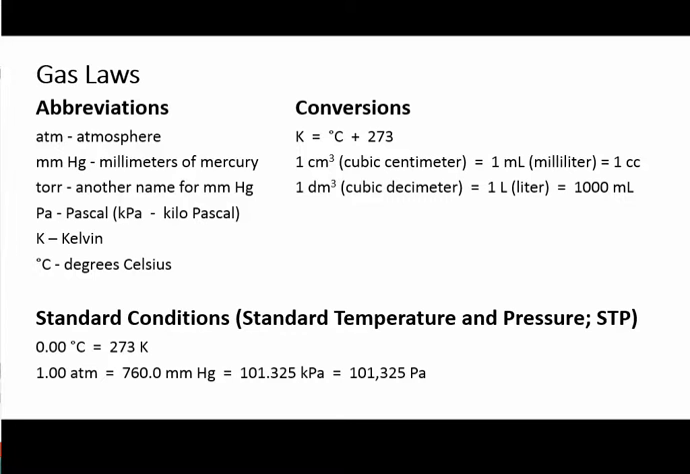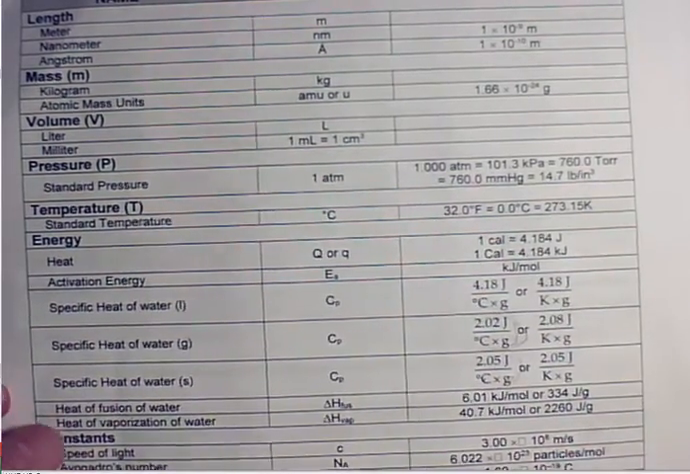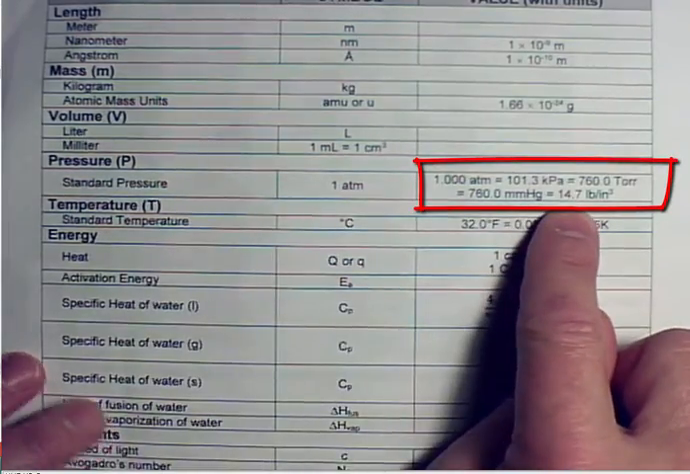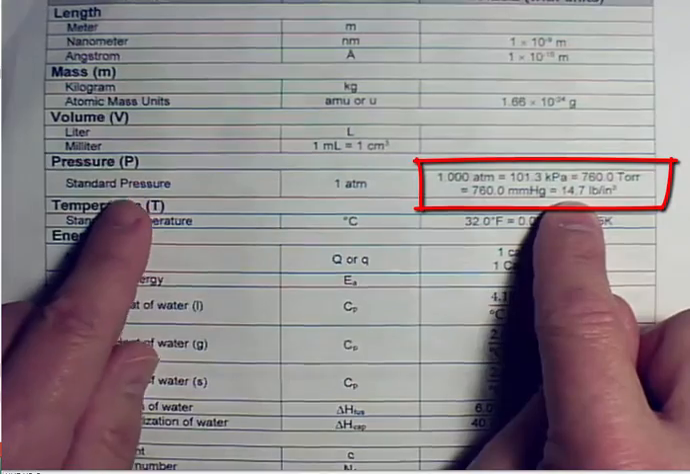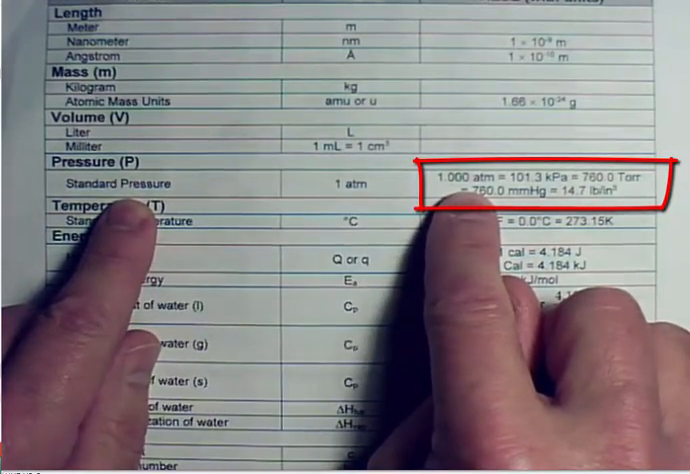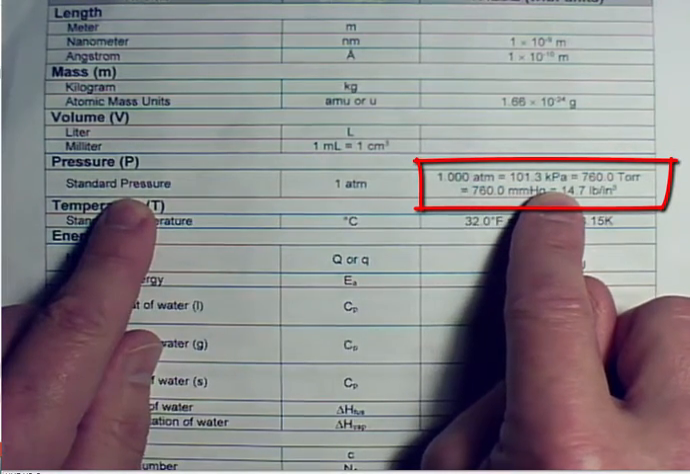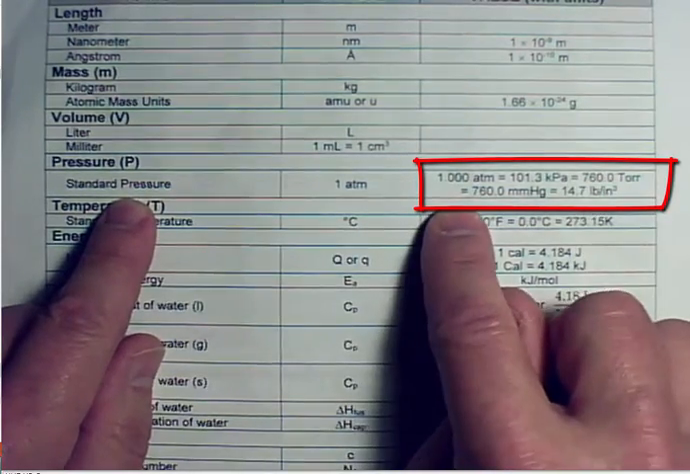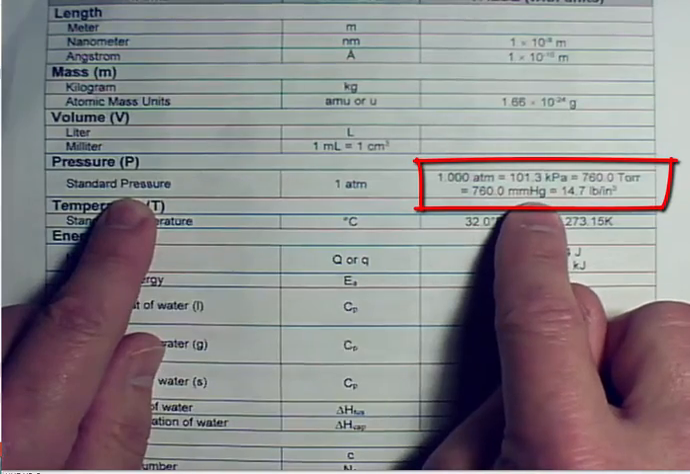So right here on the very first page of your test references, you have a list of the units and the conversion for standard pressure. Under standard pressure it says standard pressure is 1 atmosphere, but it's also 101.3 kPa or kilopascals. It's also 760 torr. It's also 760 millimeters of mercury. Those are all pressure units right there.